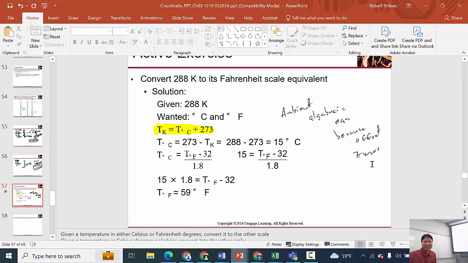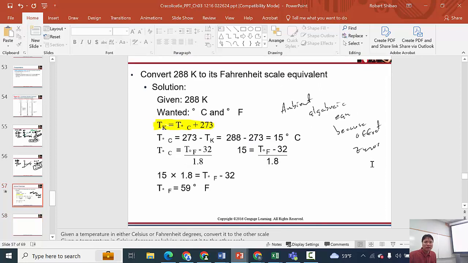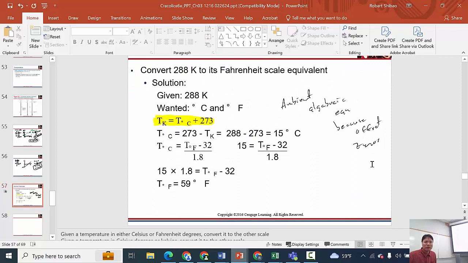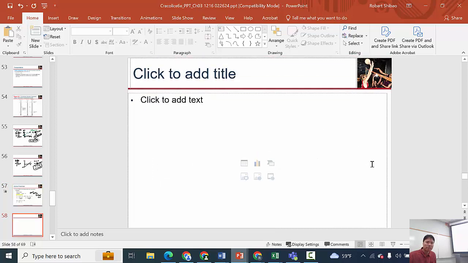And so we just plug everything in here and then solve. Temperature in degrees C. Oh, this is Kelvin. We have to do this in 2 steps. So we go from Kelvin to Celsius, Celsius to Fahrenheit. And so 2 equations that we do for this.